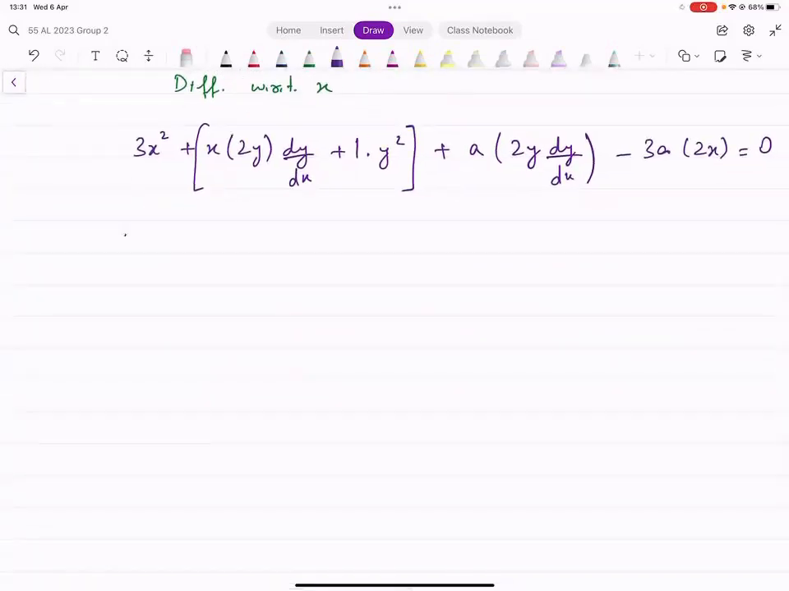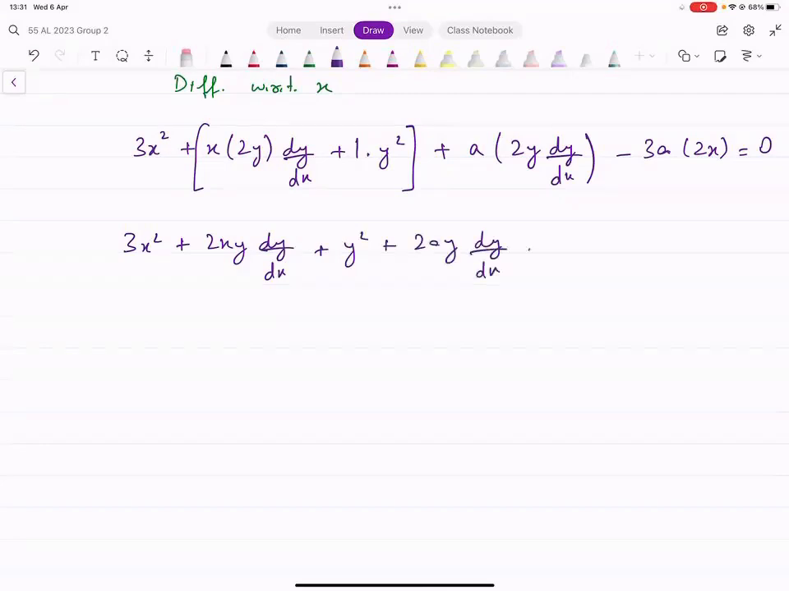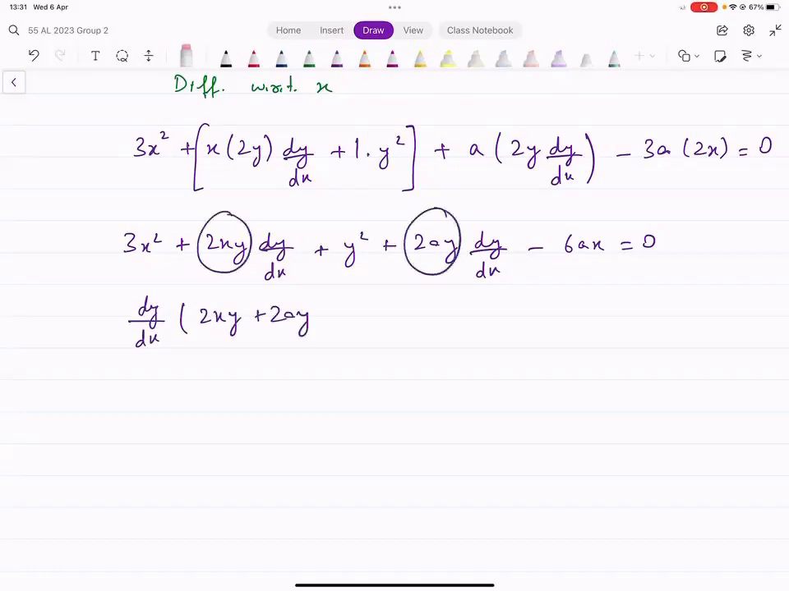And now we just simplify this. We get 3x square plus 2xy dy over dx plus y square plus 2ay dy over dx minus 6ax equals 0. We need to make dy over dx the subject. So we take dy over dx common from the terms that included. And we have 2xy plus 2ay here. एक ये आ गया और एक ये आ गया. Take everything else to the other side.